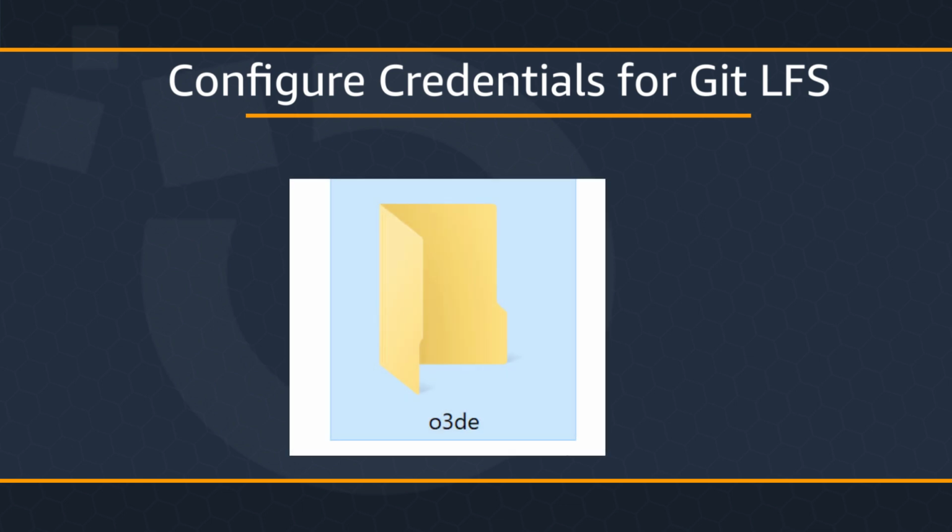Next, let's create a folder inside of our C drive. Once created, make sure to name it O3DE. Now, we want to navigate our command prompt into this folder.